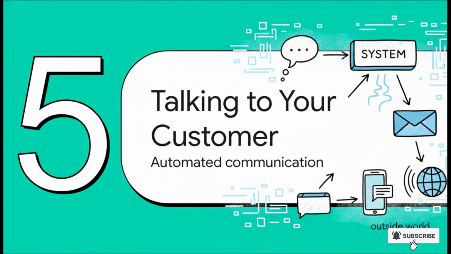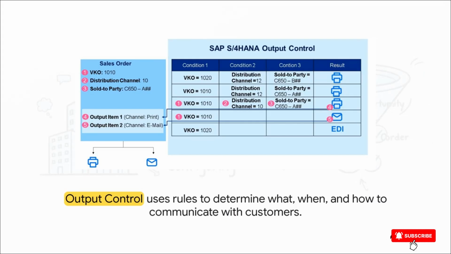Okay, we've made it to the last piece of the puzzle. We've built the transaction, it's linked together, but how do we automatically tell our customer about it? How do we get that order confirmation or invoice out the door? That is handled by the S/4HANA output control engine. Honestly, the best way to think about it is like a super smart mail sorter.